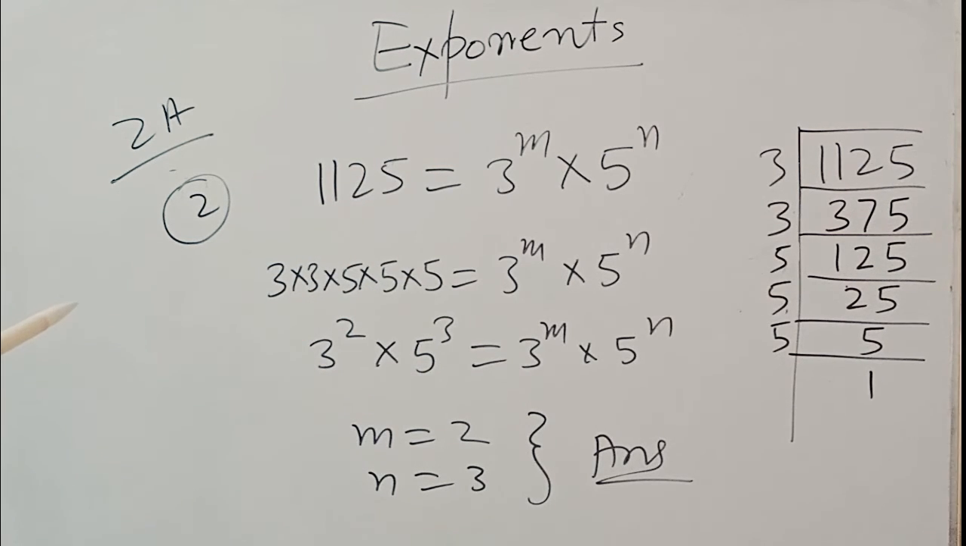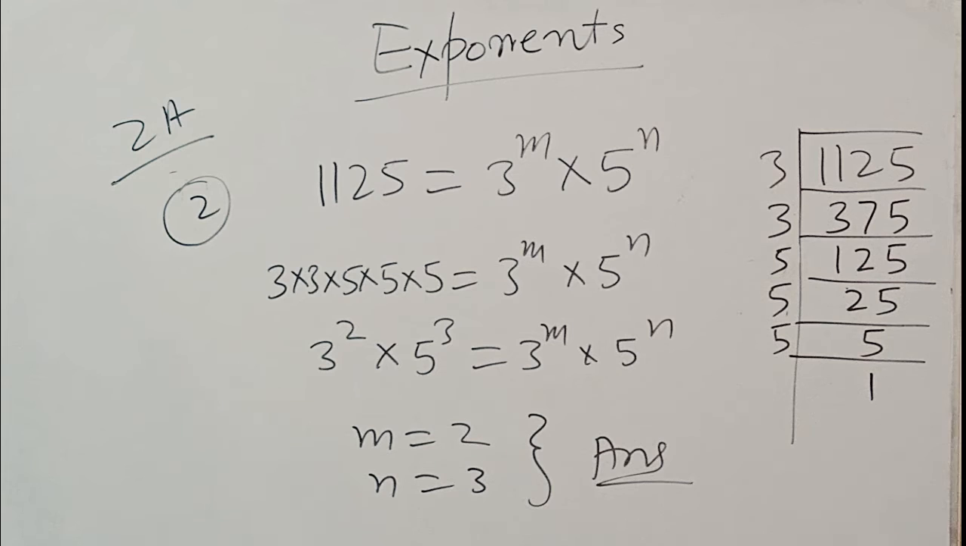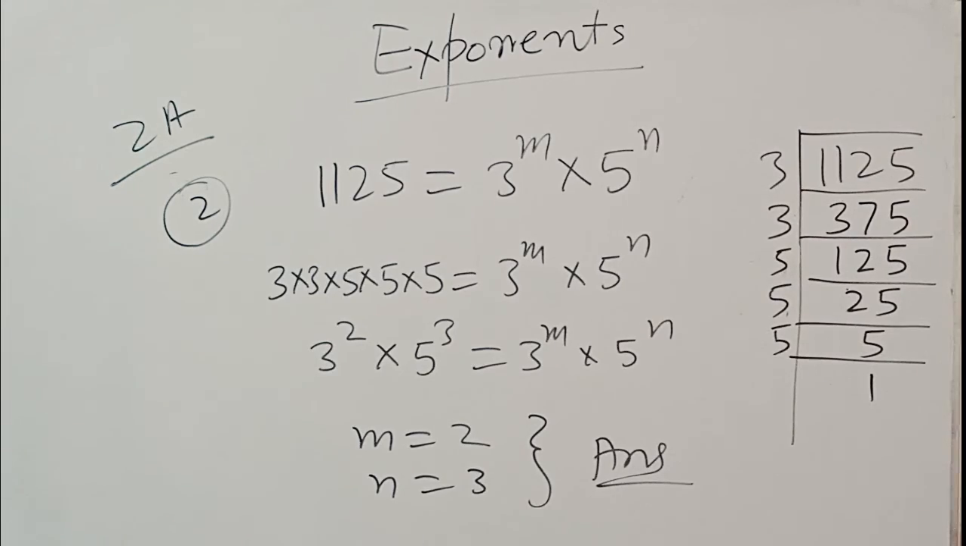So write it as 3 into 3, 5 into 5 into 5. That will give 3 to the power 2, and we will write in exponent form, 5 to the power 3. On the right side we have 3 to the power m multiplied by 5 to the power n. Now we will compare the powers. The powers should be the same whenever the right hand side equals the left hand side, with the same base. So m equals 2 and n equals 3. That is the answer of question number 2, exercise 2a.